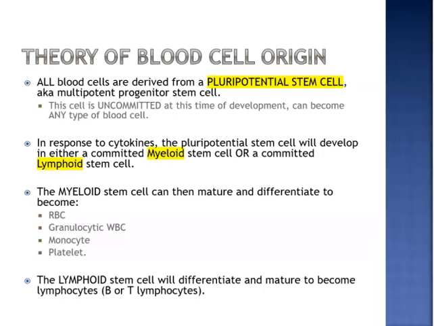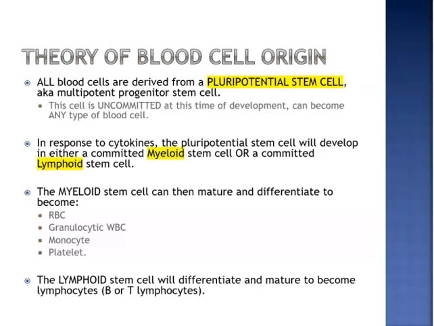So let's look at that second bullet. In response to cytokines, the pluripotent stem cell will develop into either a committed myeloid stem cell or a committed lymphoid stem cell. So your pluripotent stem cell is uncommitted, but in response to a stimulus, the cytokines, it's going to split off and become either a myeloid stem cell or a lymphoid stem cell. So we're starting to divide off and decide what type of blood cell we're going to be.